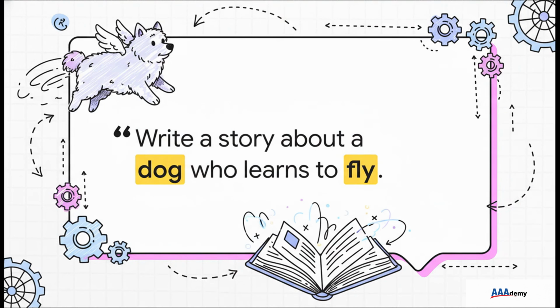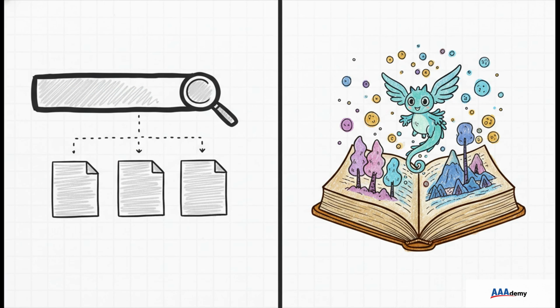So imagine for a second that you could ask a machine for anything. I don't mean just finding information, but to actually create something totally new. You could give it a simple little prompt, something like, write a story about a dog who learns to fly. And this is where the magic happens. You see, a regular search engine would just find you a bunch of existing stories about flying dogs. But generative AI actually generates a completely unique story, one that's never existed before, with its own characters, its own plot. We're talking about pure creation here.